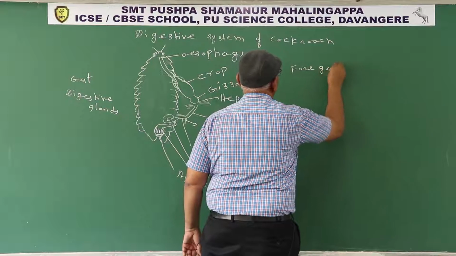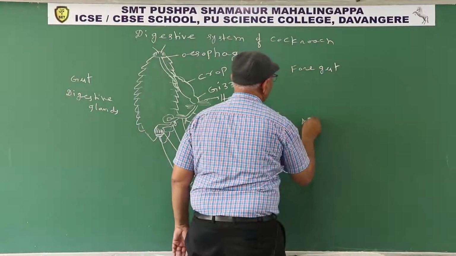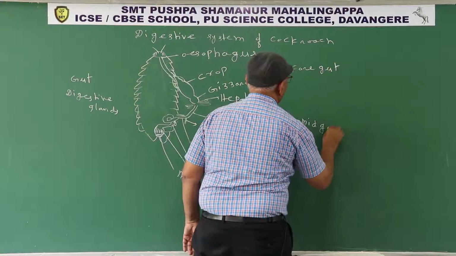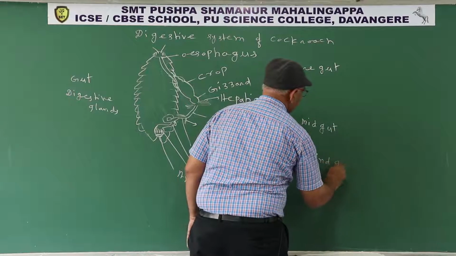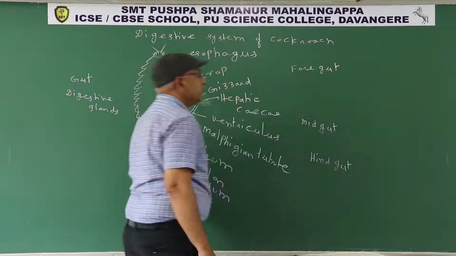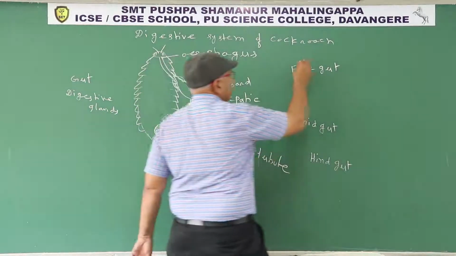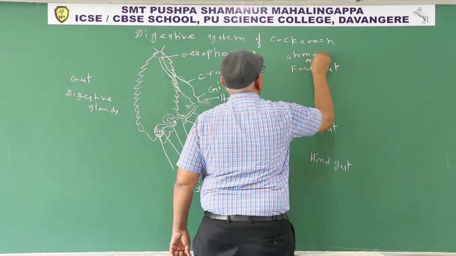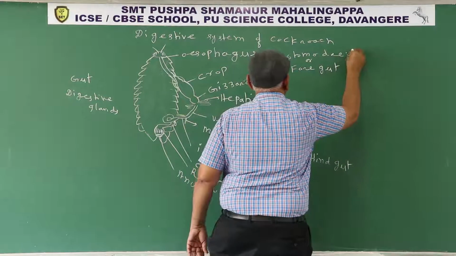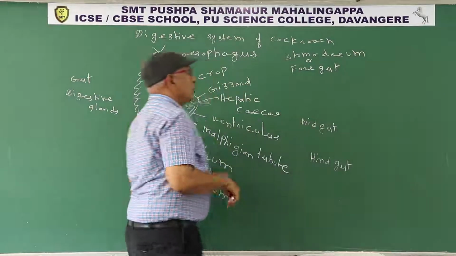foregut, midgut, and hindgut. Foregut, also known as stomodium.